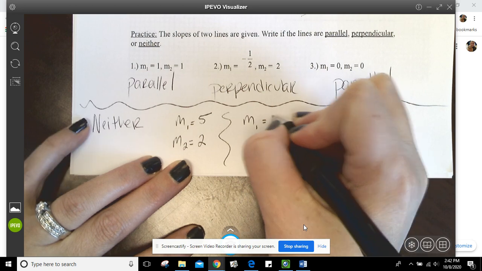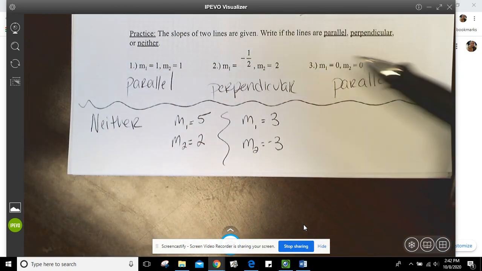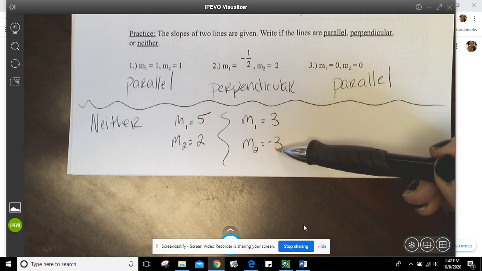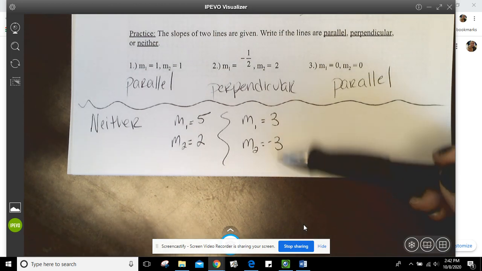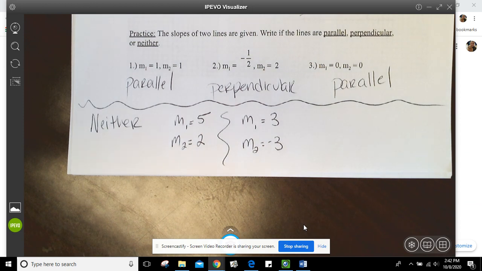The one that tricks people is the 3 and -3. Some people think they're parallel because they're both 3, but if you notice, one's positive and one's negative. And then some people think they're perpendicular because of that, but they're not reciprocals. So they're not exactly the same, and they are also not reciprocals. So they are just neither.